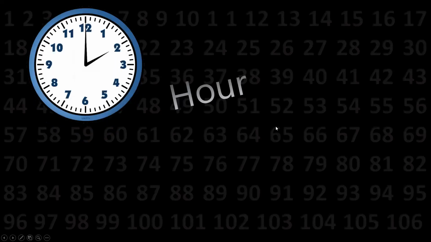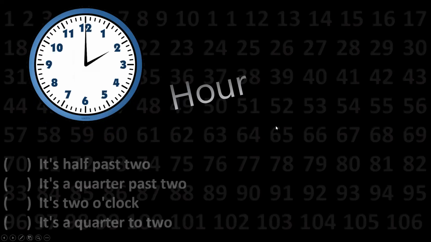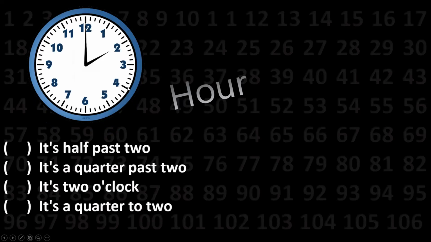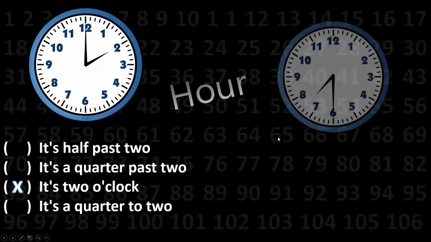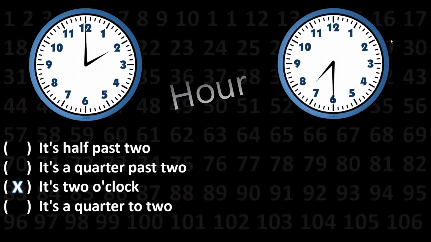Okay, guys. So let's go back. First of all, let's try to say the right answer here. What time is it in the first clock? Yes, exactly. It's 2 o'clock. And now, what time is it in clock number 2?